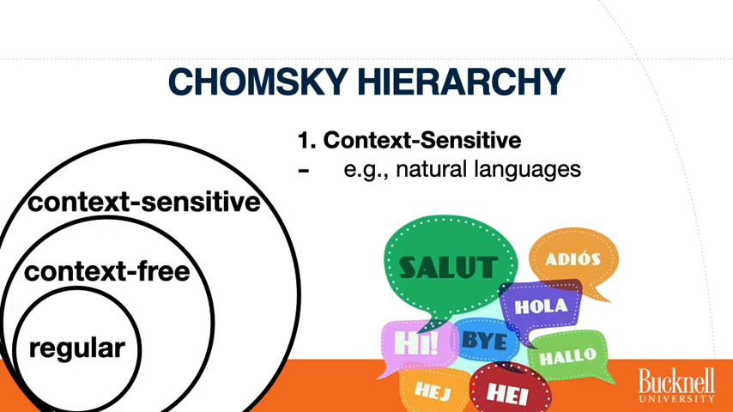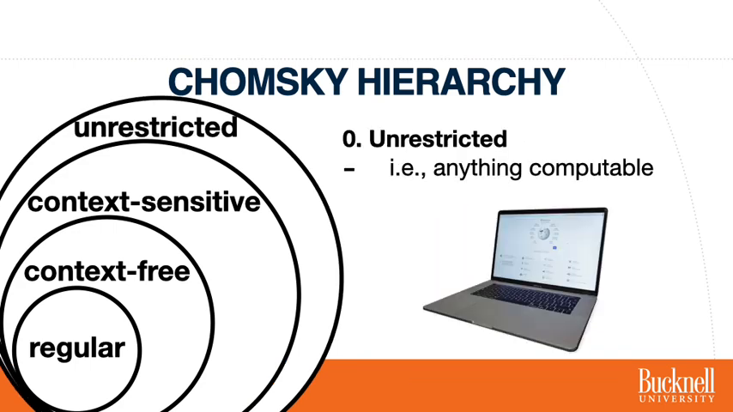At the next level is context-sensitive grammars. Context-sensitive grammars include all natural languages, English, French, Mandarin, and so on. At the highest level of the Chomsky hierarchy, we have unrestricted grammars, which describe anything that is computable.